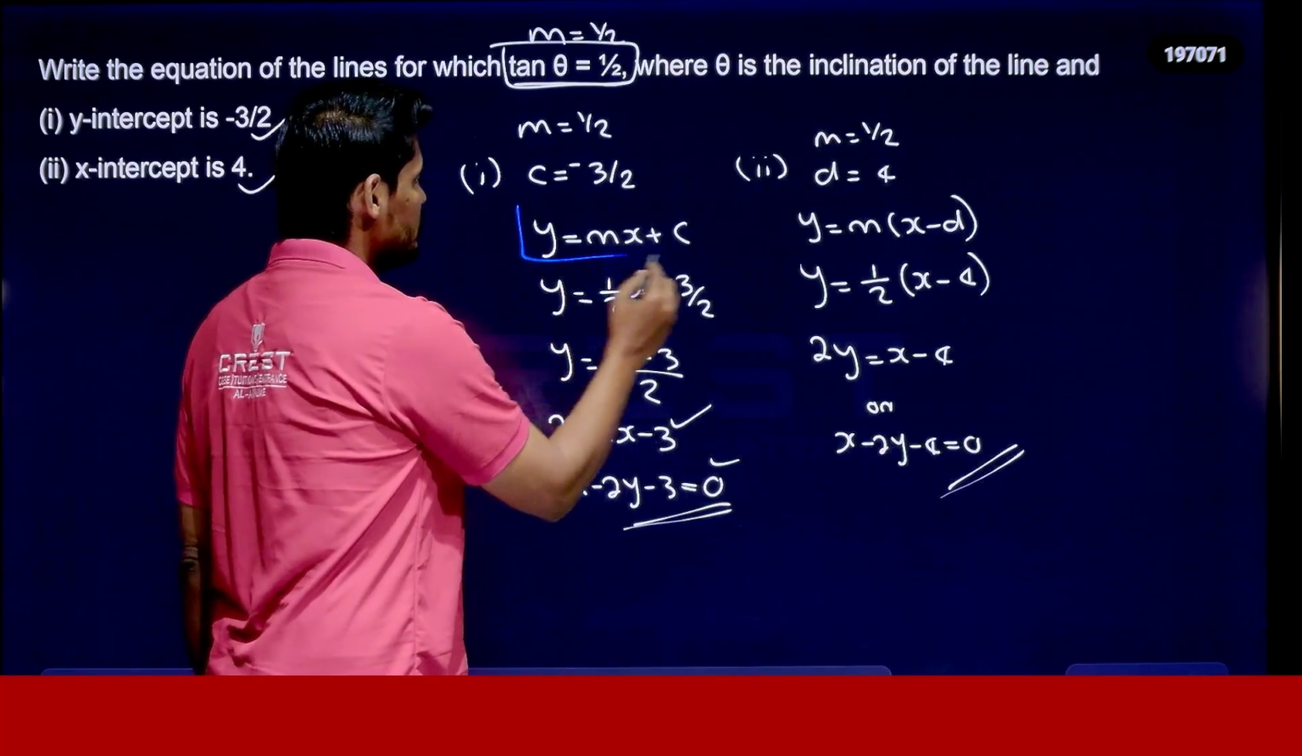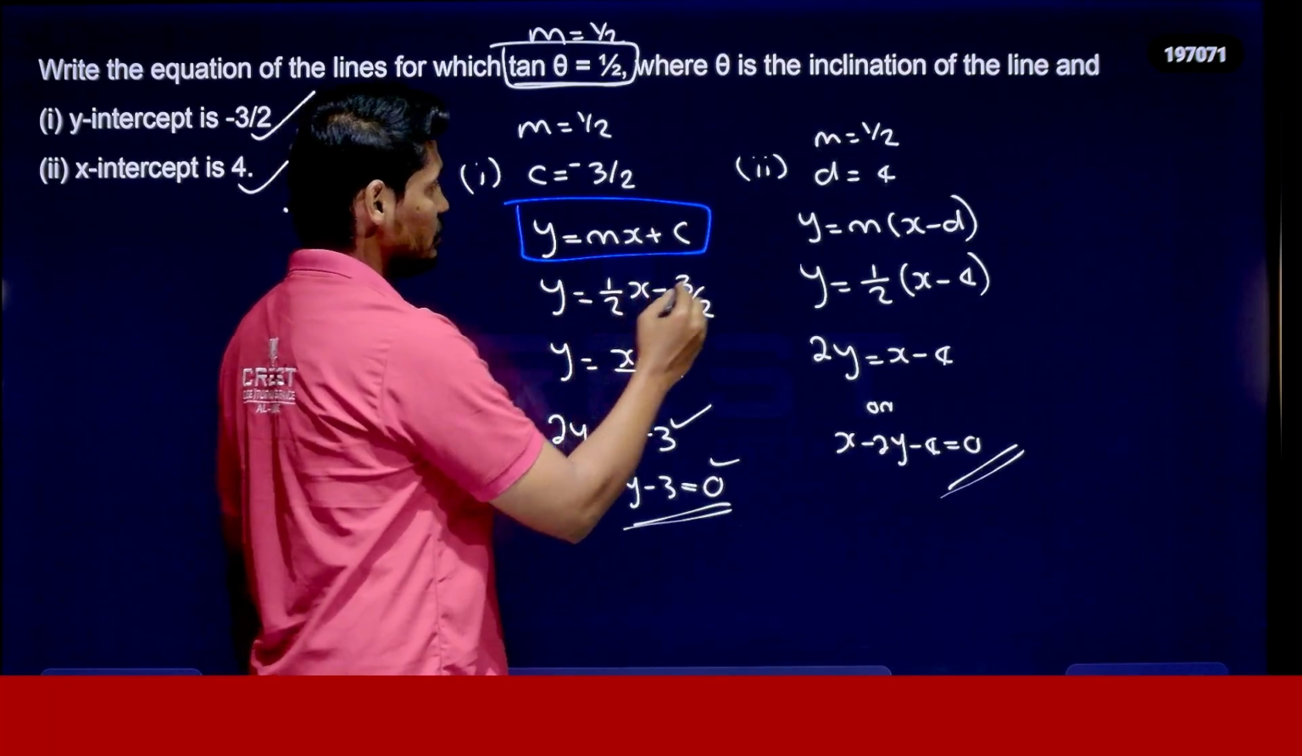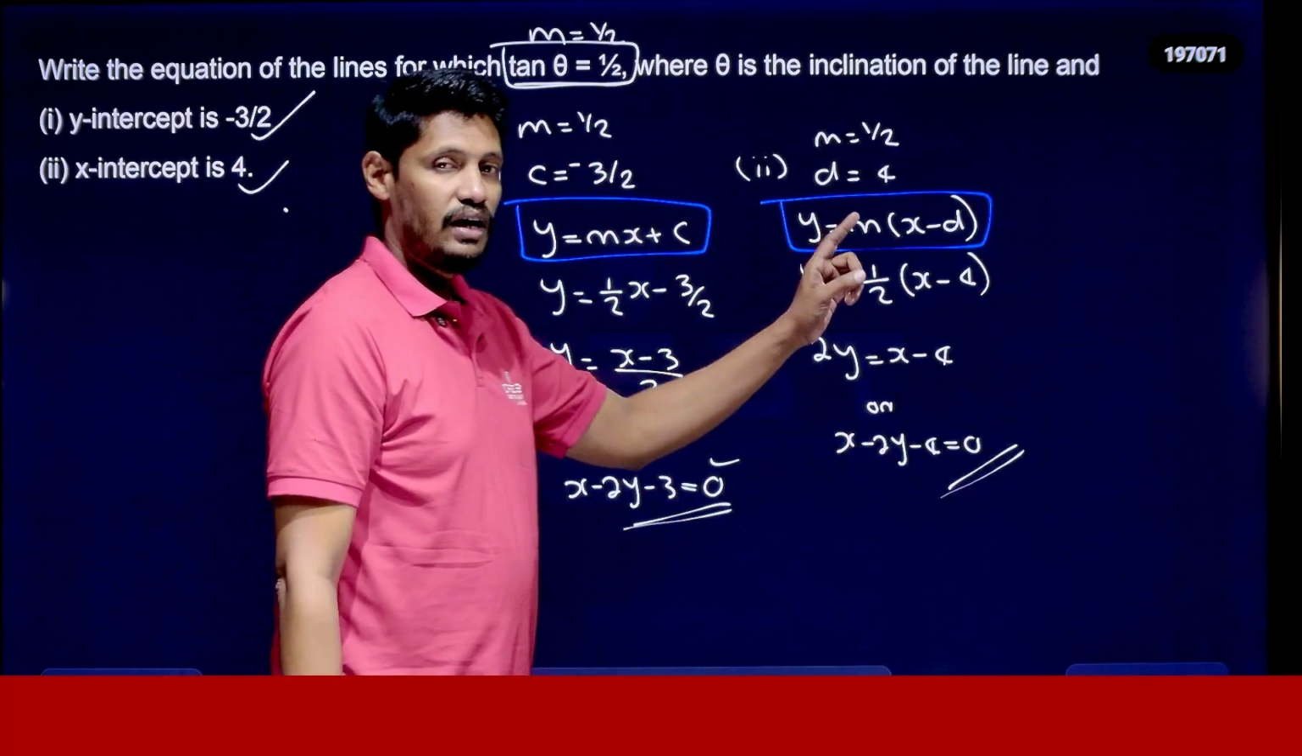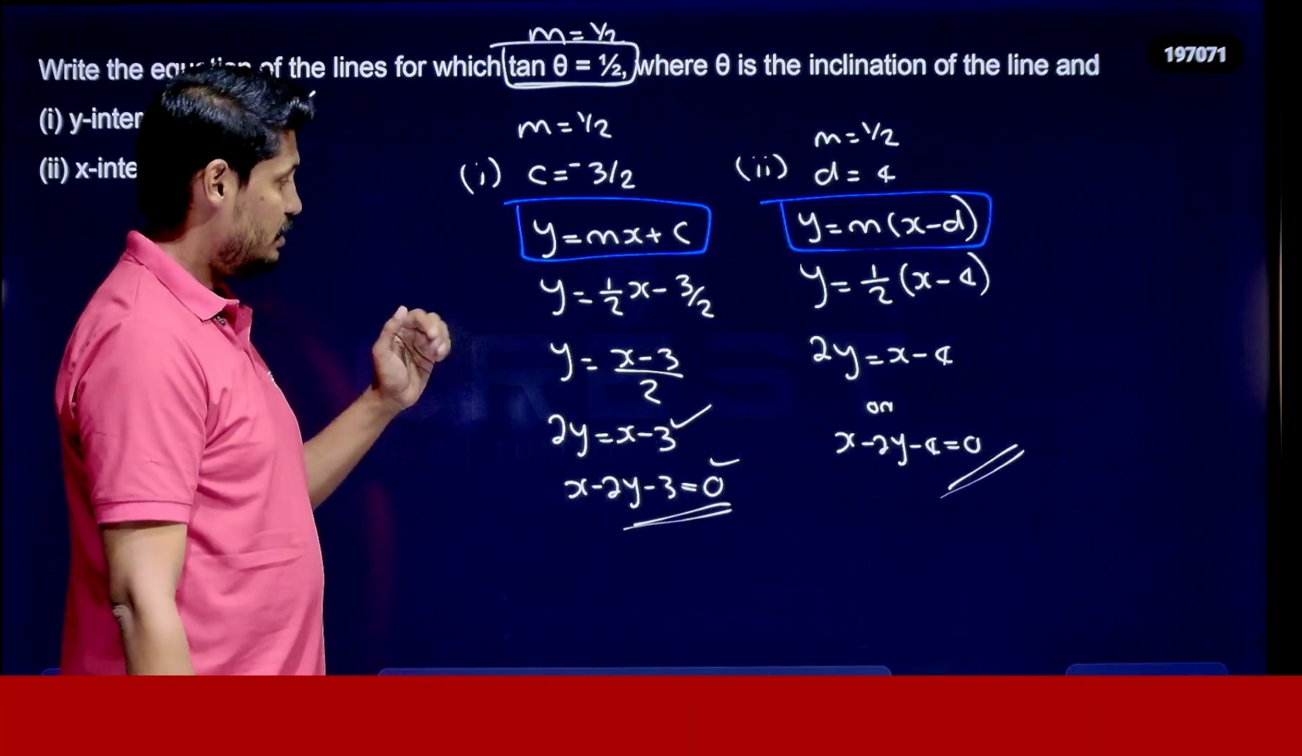This equation is called slope intercept form. Here c is the y-intercept and d is the x-intercept. Clear?